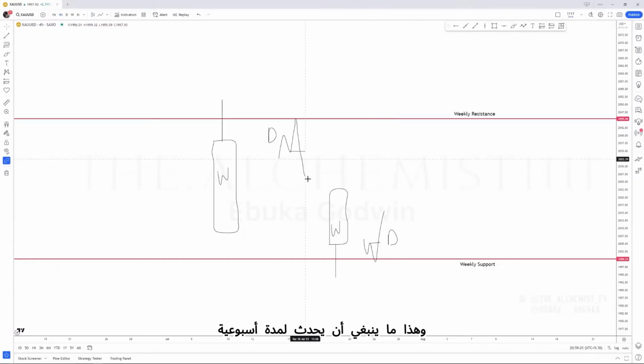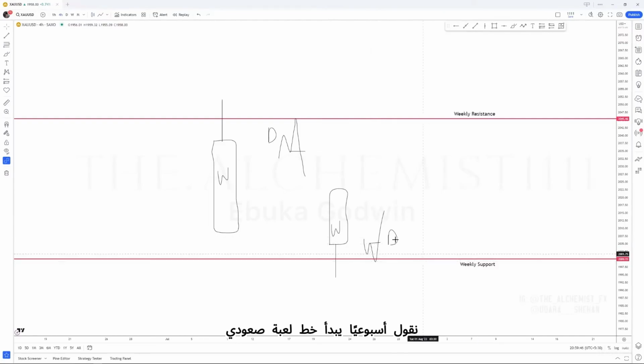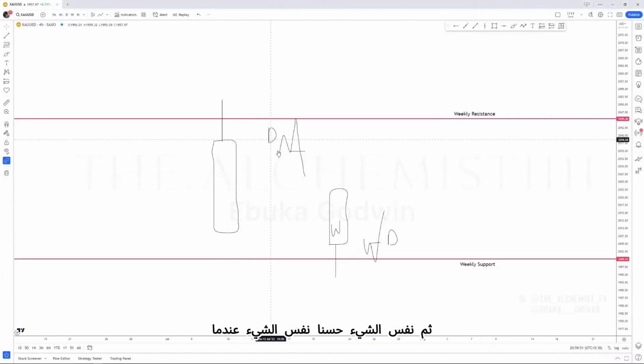So this is what should happen for a weekly bearish storyline to start: the weekly rejecting a weekly resistance and then daily giving you a bearish breakout. If that happens, we say that weekly started a bearish storyline. Same thing, if weekly rejects a weekly support and daily gives you a bullish breakout or a bullish QM, then we say weekly starts a bullish storyline.